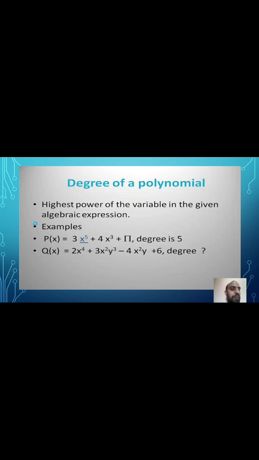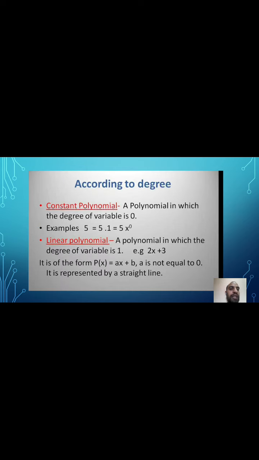But in a single variable, if the equation is there, it is very easy: just go to the maximum power, that is your answer. So let's move toward classification of polynomials on the basis of degree. Degree is the maximum power of any variable in an algebraic expression. First is the constant polynomial. As I told you, there is one example, 5.